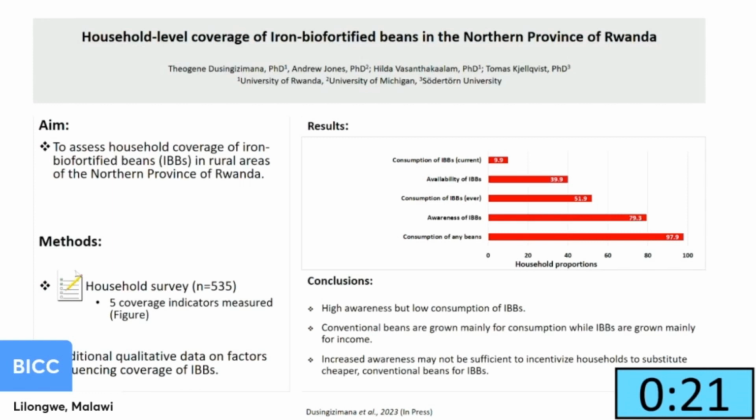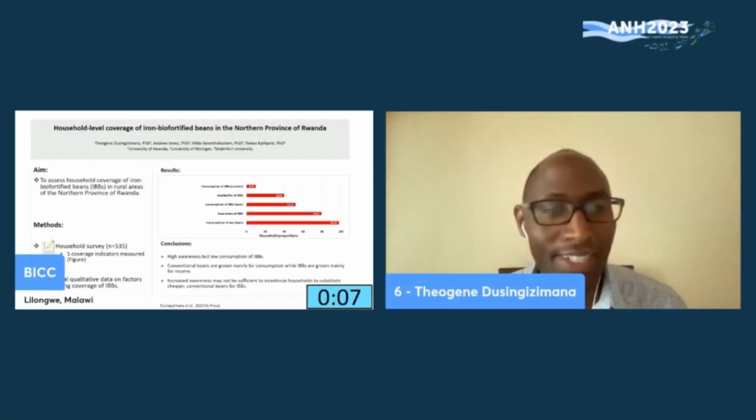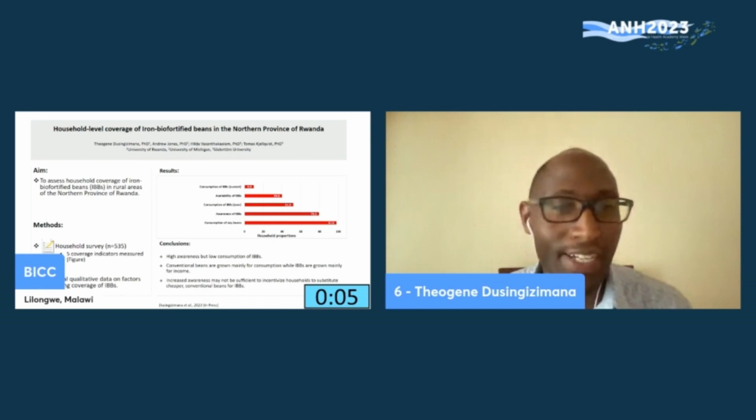Factors affecting consumption of iron biofortified beans vary, including the fact that many households grow iron biofortified beans mainly for income generation and not for consumption. So for more information, you can check our poster and our article. Thank you.